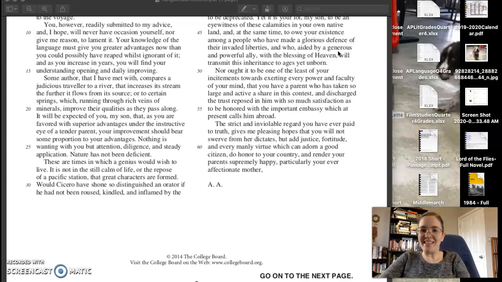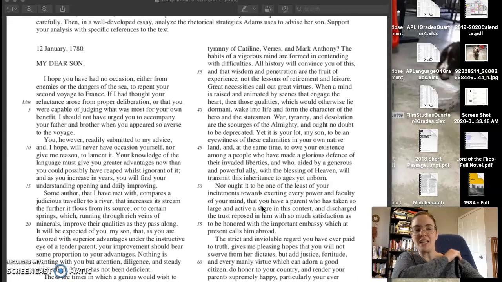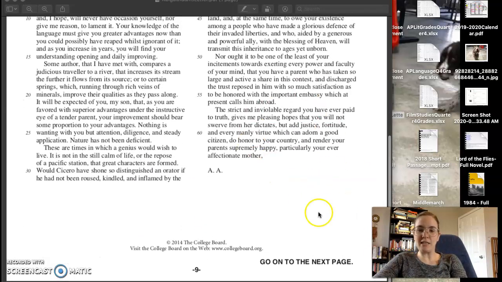And then she says, basically, I trust you though. It gives me pleasing hopes that she will not swerve from her dictates. Like, don't worry, I know you're a good kid, so I know you're going to follow my advice. And this is in a letter, of course, so she isn't having this conversation with him where she can see his response. So she has to build this very carefully designed rhetoric in order to get to this last point where she says, okay, now that you've heard me out, now I trust you.